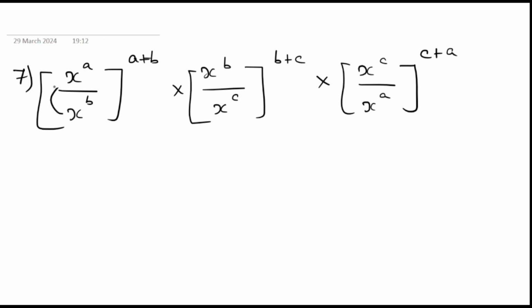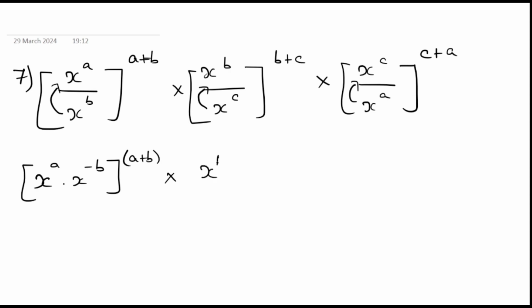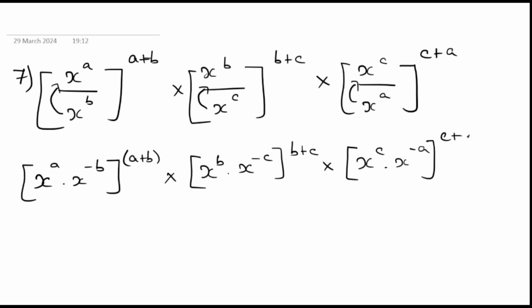This, the x powers, I am bringing it to the numerator. So this will become x to the power a into x to the power minus b. When I bring a term to the numerator, the sign will change, into a plus b. Here x to the power b into x to the power minus c, the whole to the power b plus c into x to the power c into x to the power minus a, the whole to the power c plus a.